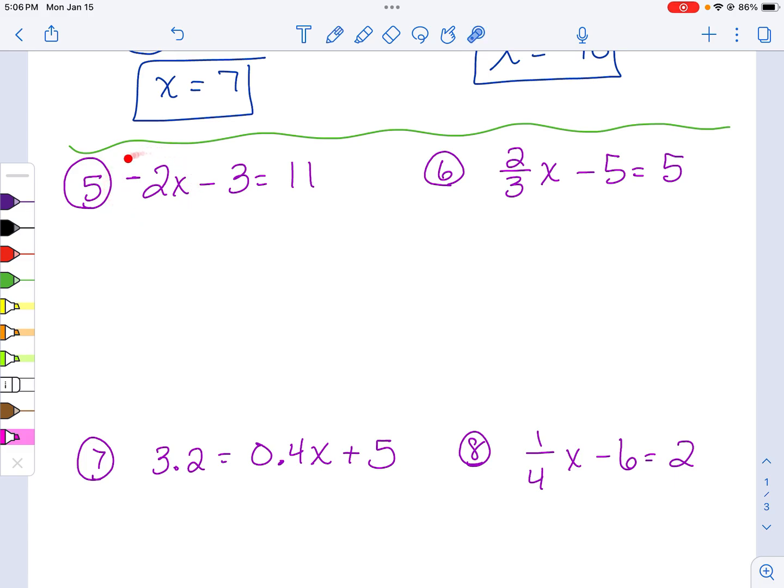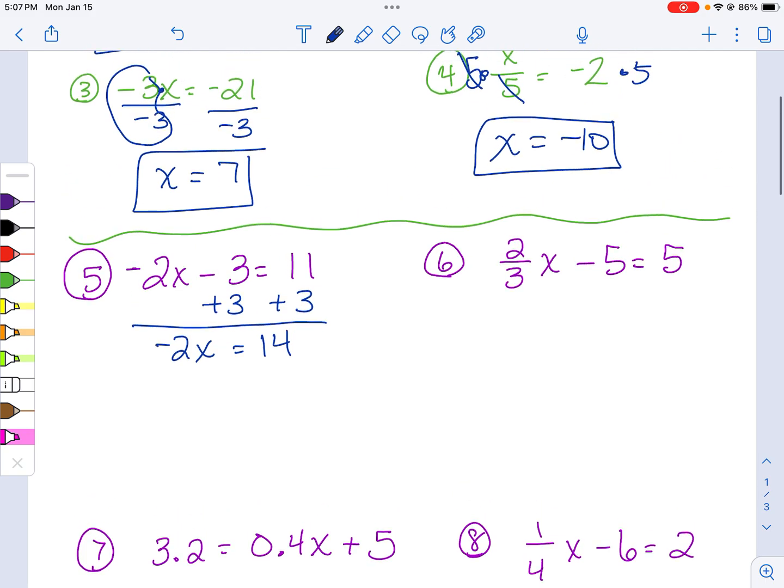So I've got a negative 2 attached to an x. I want to get this by itself, which means I've got to move the minus 3. So just like we did up above, the opposite of minus 3 is plus 3. So my first step is to add 3 to both sides. So on the left side, I get negative 2x. Here, negative 3 and positive 3 ends up being 0. And on the other side, 11 plus 3 is 14.